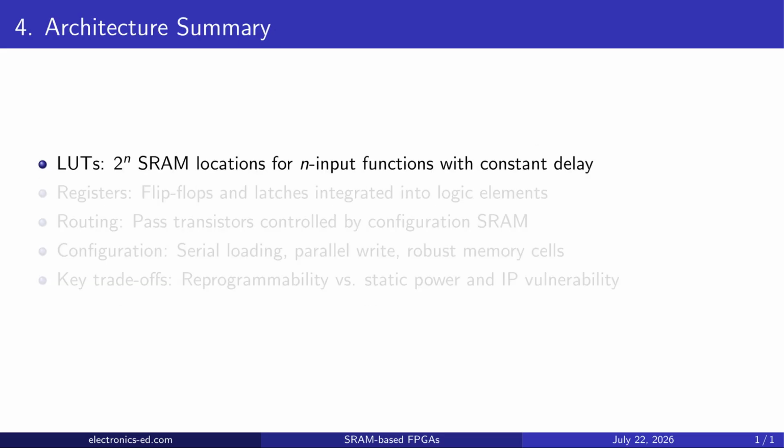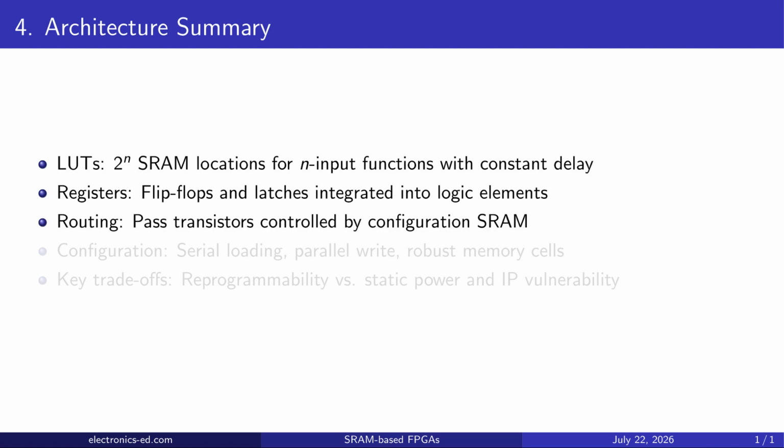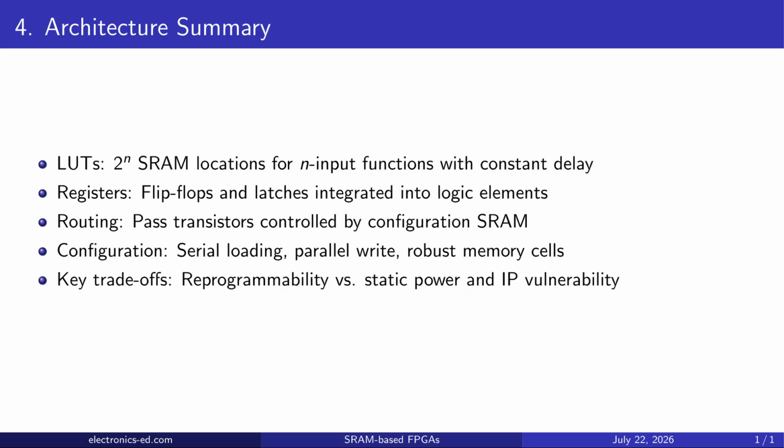LUTs use 2 to the power n SRAM locations for n input functions with constant delay. Registers include flip-flops and latches integrated into logic elements. Routing uses pass transistors controlled by configuration SRAM. Configuration involves serial loading, parallel writing, and robust memory cells. The key trade-offs are reprogrammability versus static power and IP vulnerability.